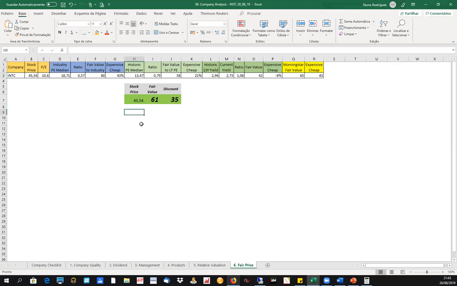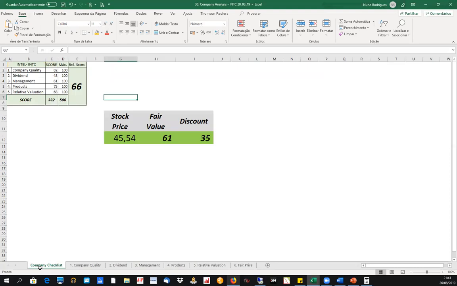So how do we get to the fair value? Well, we have the current stock price, and the fair value is the sum of the discount, or how expensive the stock is in different metrics. All right, so the fair value for Intel should be $61. So this gives us that the company is at a 35% discount.